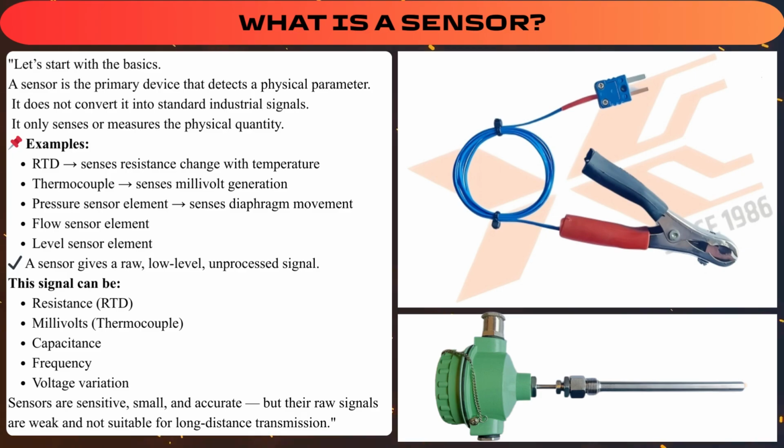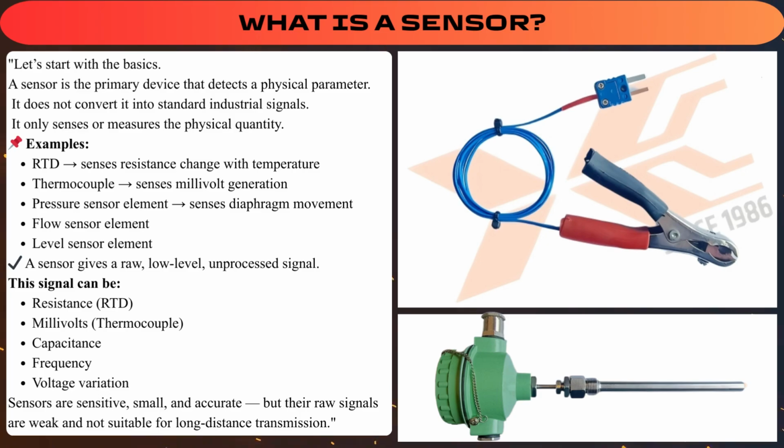What is a sensor? Let's start with the basics. A sensor is the primary device that detects a physical parameter. It does not convert it into standard industrial signals. It only senses or measures the physical quantity. Examples: RTD senses resistance change with temperature. Thermocouple senses millivolt generation. Pressure sensor element senses diaphragm movement. Flow sensor element. Level sensor element.